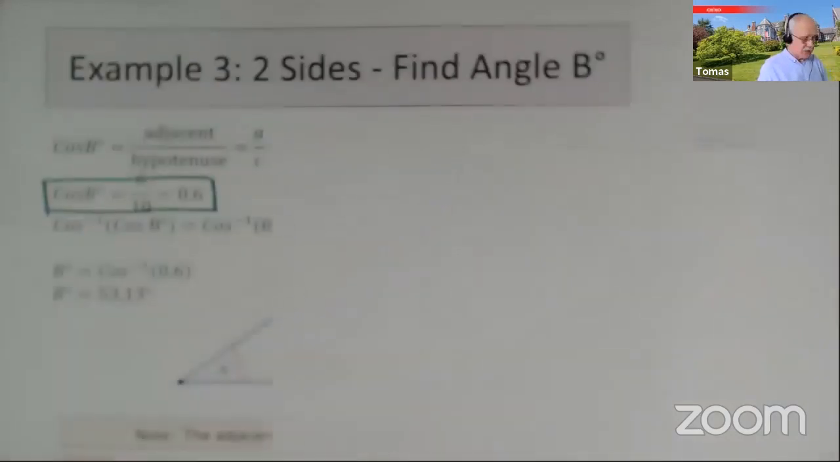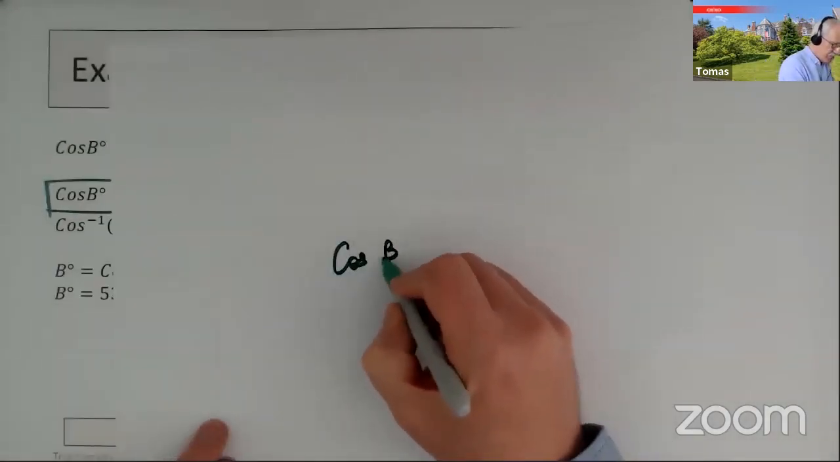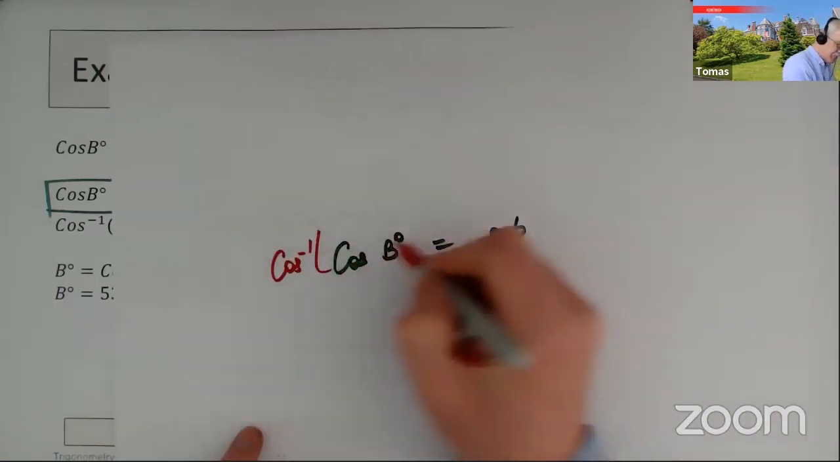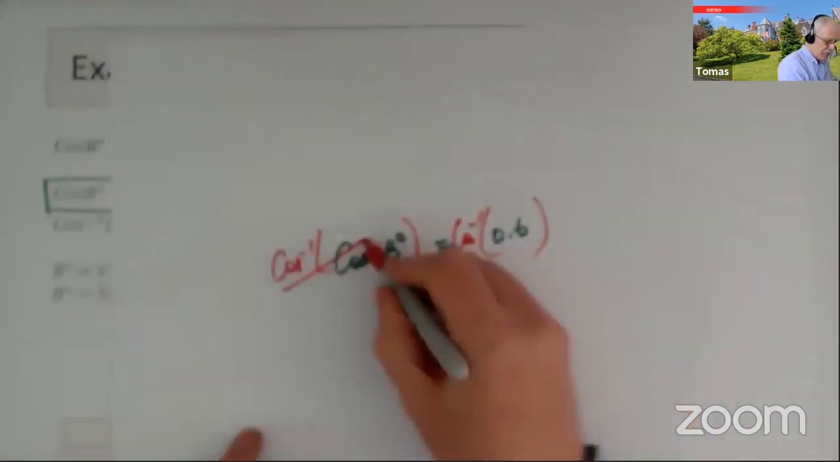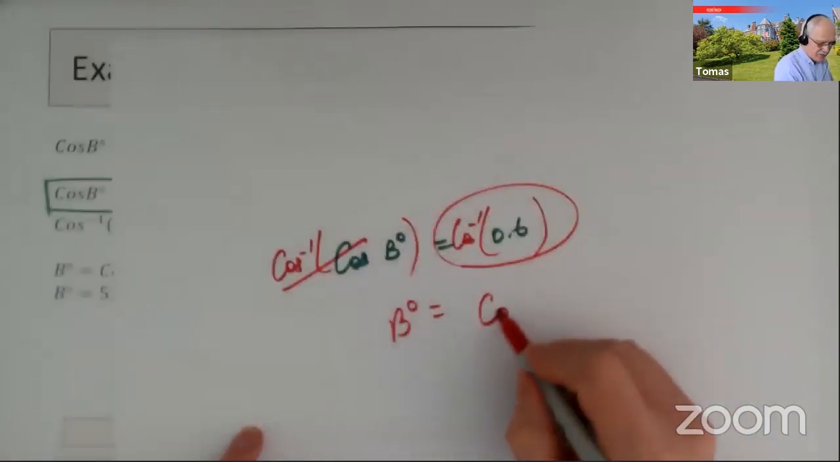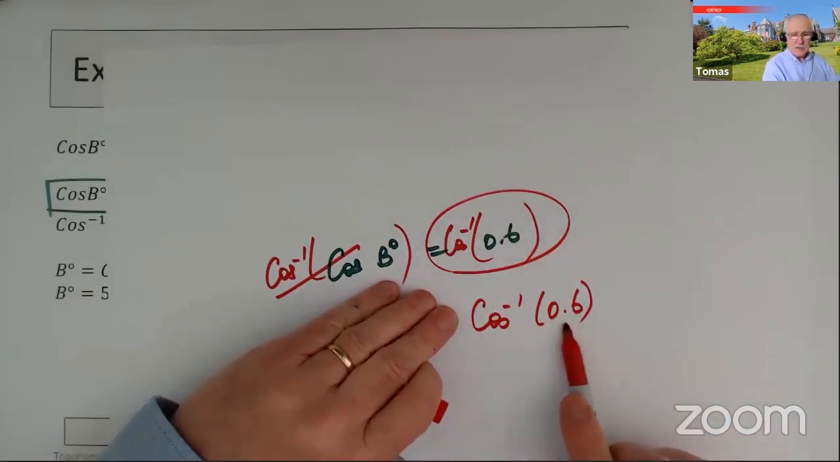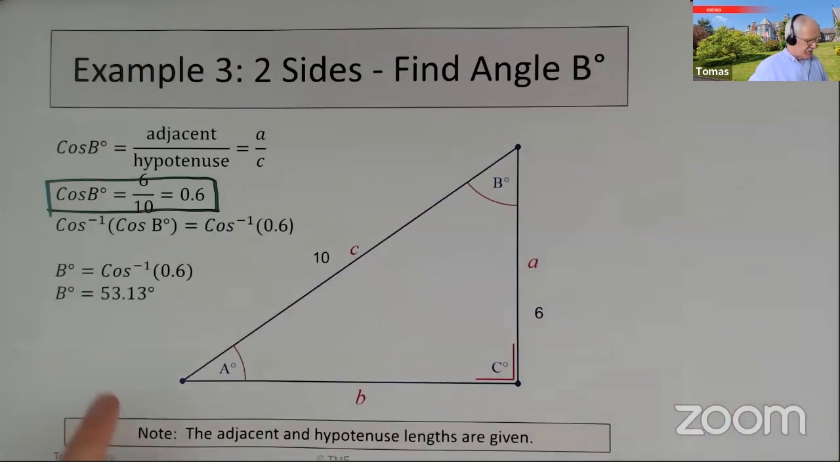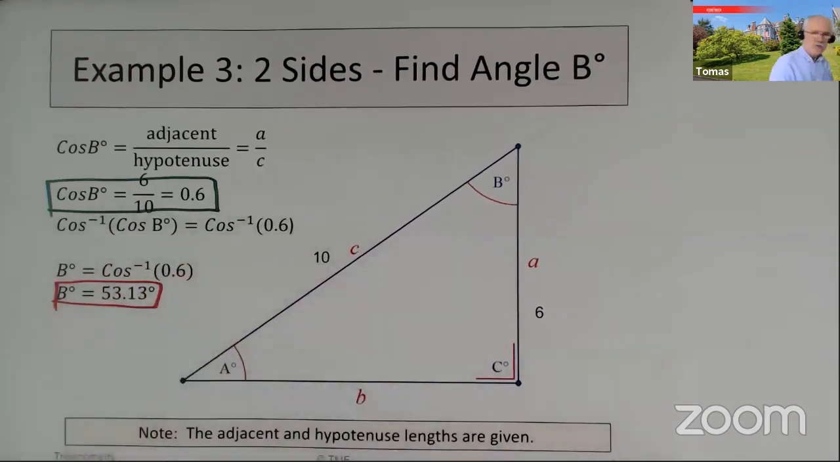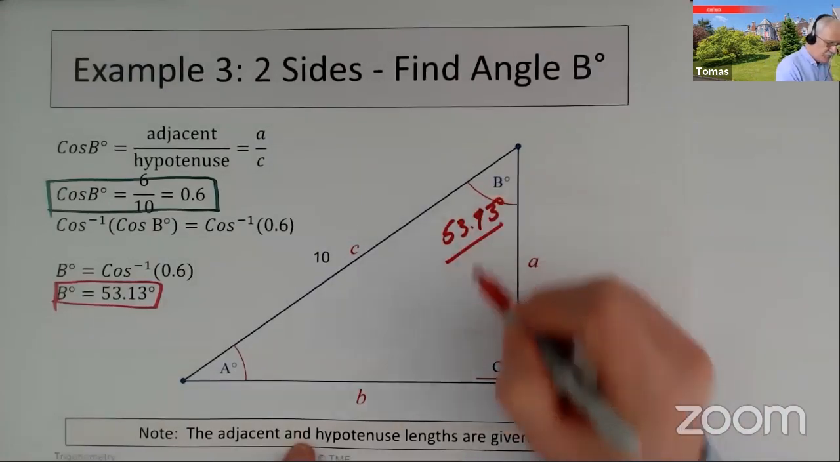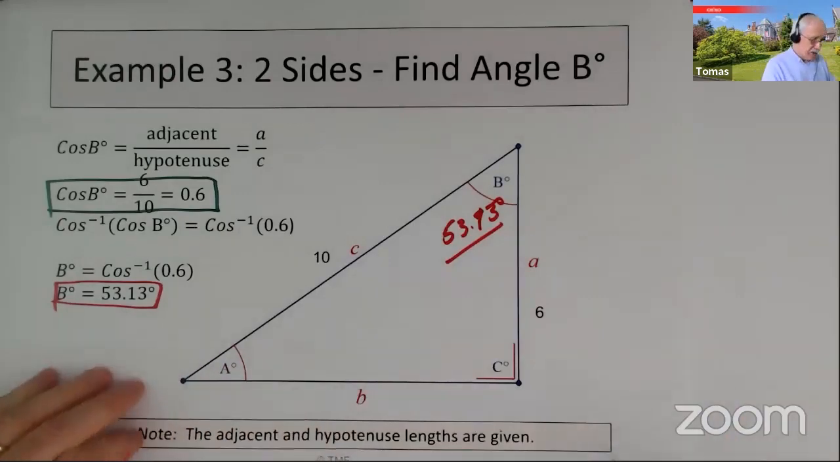But I'm not really interested in cos B. I'm interested in B. And how do I get rid of cos B? Well, I just magic it away, really, with the inverse cos. B is equal to inverse cos 0.6. Again, that's not very pretty, but it's just a number in a calculator. Inverse cos, and I get my answer of 53.13. And that's the end of the cos B question there.